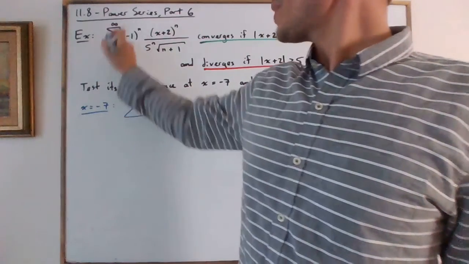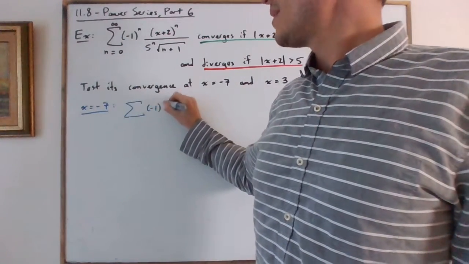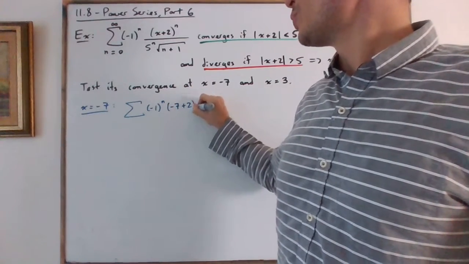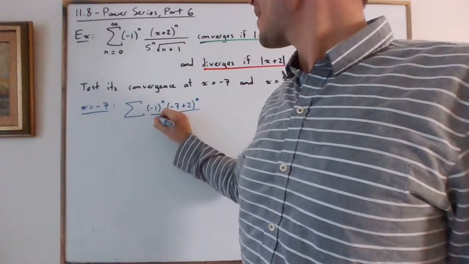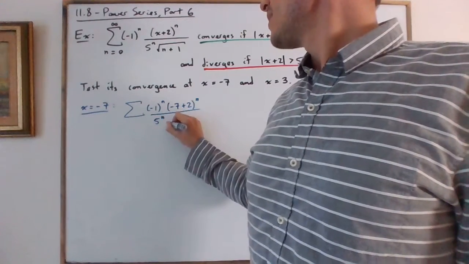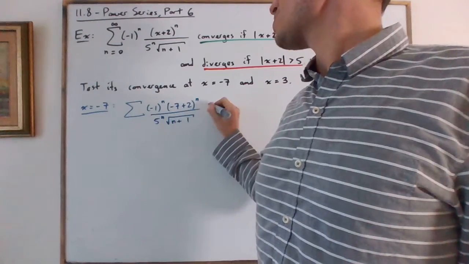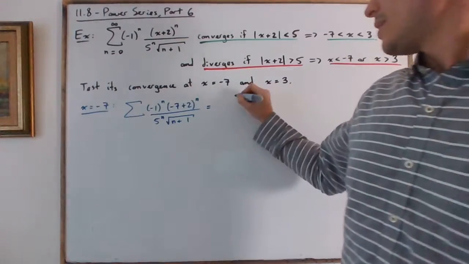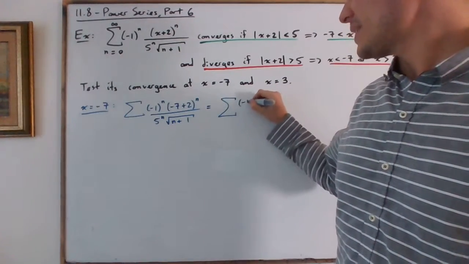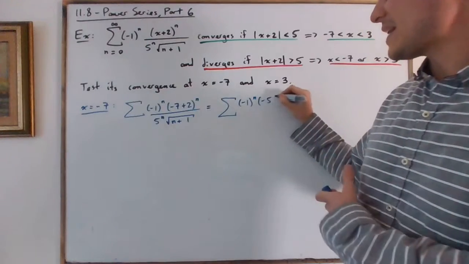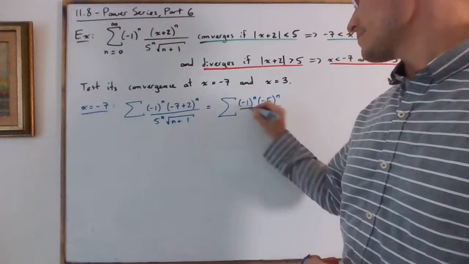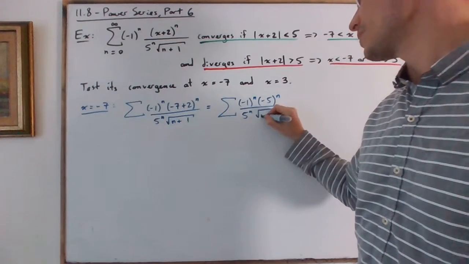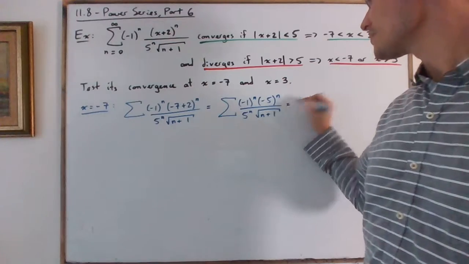It's not necessary to always write this, so let's not write it. We have -1 to the power of n, then -7 plus 2 to the power of n, divided by 5 to the power of n times the square root of n plus 1. And now we need to do some cancellations. The first thing to note is that we'll have -5 to the power of n. So far, nothing impressive. I just calculated -7 plus 2. It was very, very difficult.